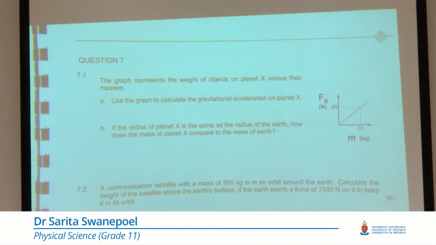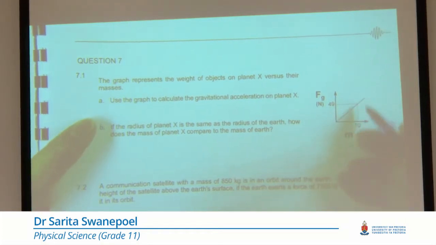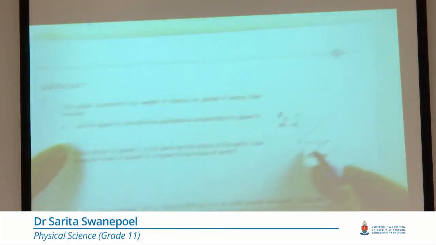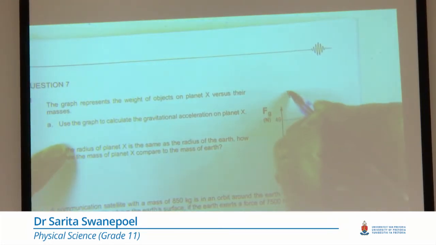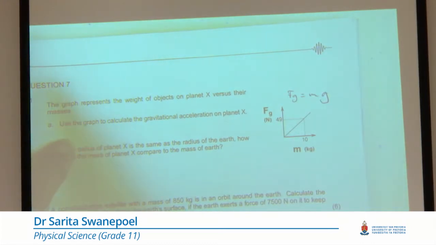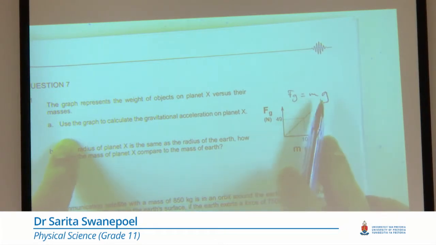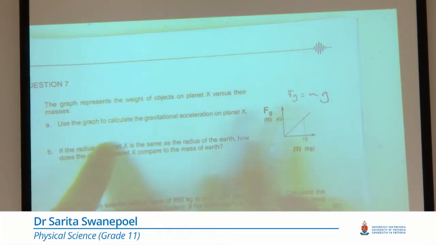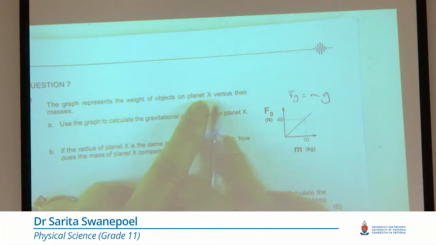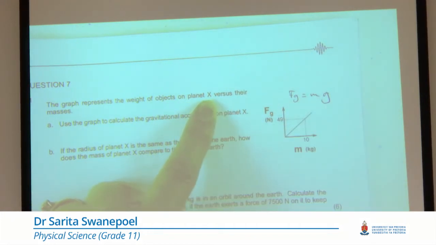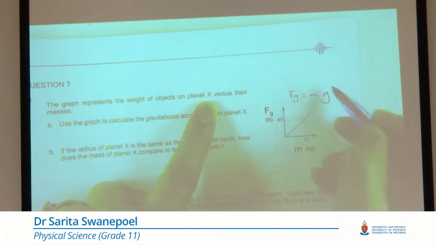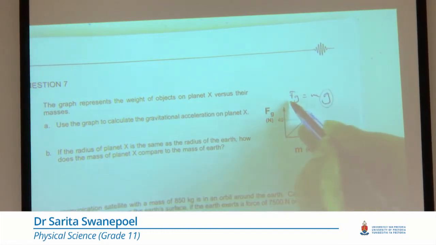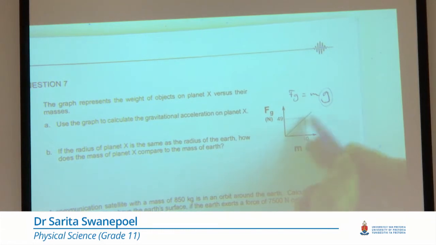What is represented by the gradient of this graph? First, what is the equation that we're using? We're using Fg equals m times g. Now you're not on Earth, so g is not 9,8. We're on another planet X. But still, it should be the same wherever you go on planet X, so that one is a constant. So F is directly proportional to m, and that's why they have a straight line through the origin.